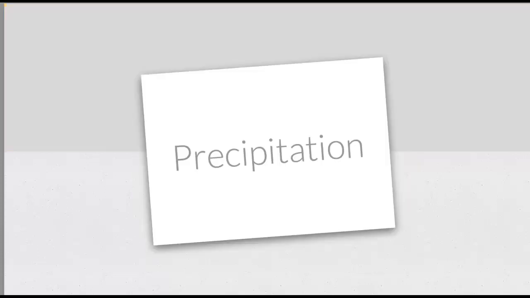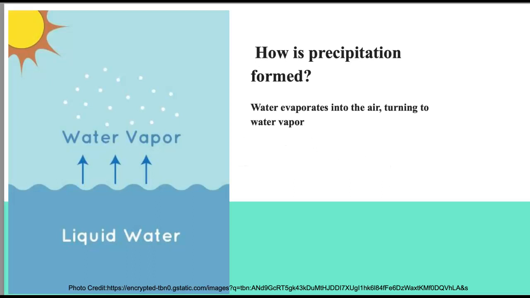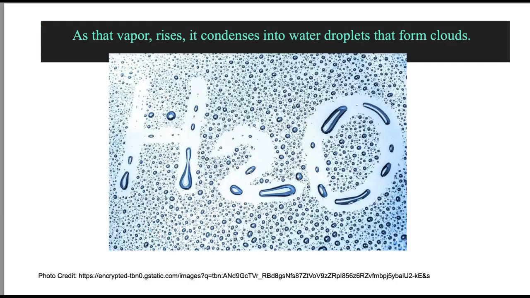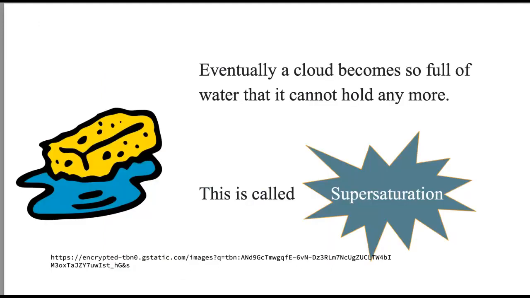The next concept I'm going to talk about is precipitation. Now, precipitation is formed when water evaporates into the air, and then it turns to water vapor. As that vapor rises, it condenses into water droplets that form clouds. Eventually, a cloud will become so full of water that it cannot hold anymore. This is called supersaturation.